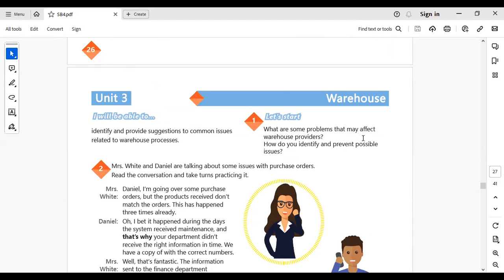What are some problems that may affect warehouse providers? And how do you identify and prevent possible issues? So as the main goal, identify and provide suggestions to common issues related to warehouse processes. And of course, we have to identify what are some problems that may affect warehouse providers and how do you identify and prevent possible issues.